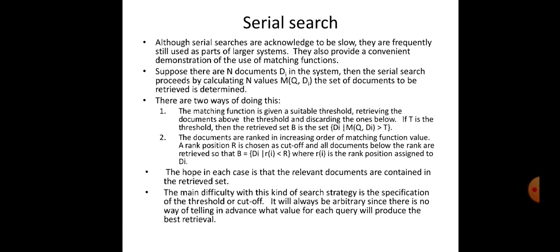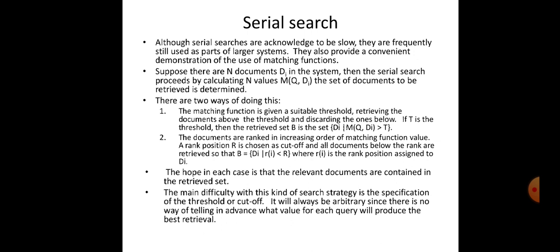Now we need to discuss what a serial search is. From the word itself, we can understand that we are serially searching something. We are serially searching the documents for a particular query. So in serial searching, we search all the documents for the query sequentially, and we calculate the similarity score or the matching function. That is what is happening inside the serial search.